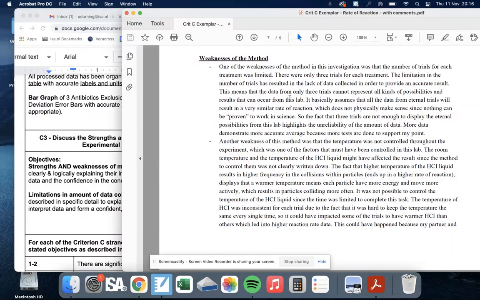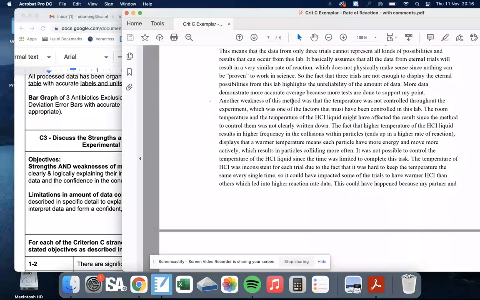They talk about the amount of data, so the number of repeated trials here, and they get into why they think that made their conclusion a bit less reliable. They talk about the lack of control of temperature, which was one of their control variables, and they explain why they think that was a problem.